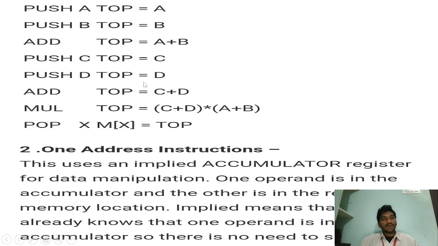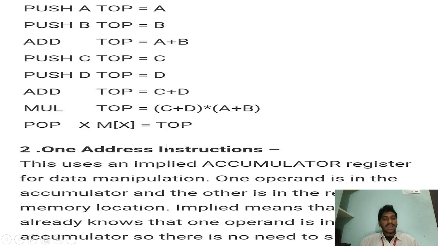Next do an add operation, so the top of the stack will be C plus D. Next multiply the results C plus D and A plus B. Then pop the result of the multiplication so it can be stored. The top of the stack will be the result of the multiply operation.